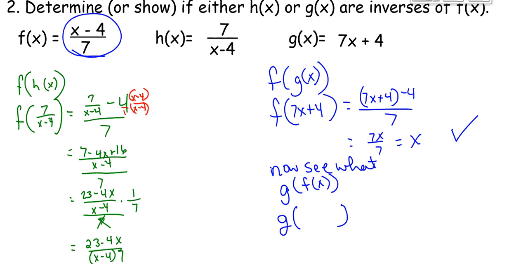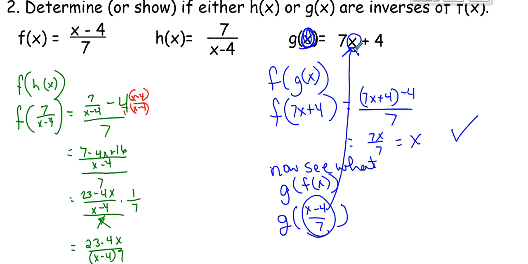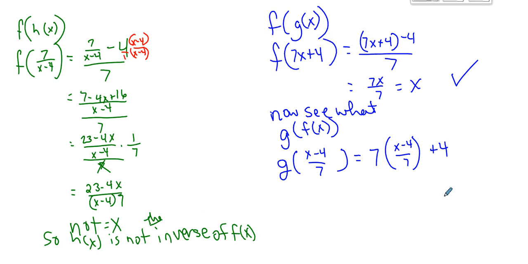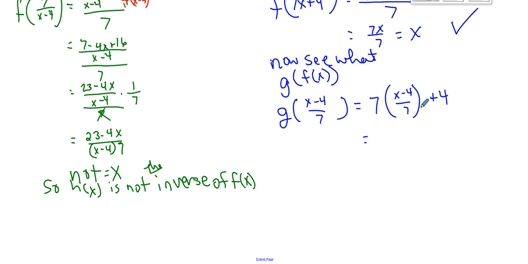And that's going to be x minus 4 divided by 7. And now I want g of that. So g of x, in place of that x, I'm going to put this whole thing right there. So let me back up a little bit. That means I'm going to take 7 times x minus 4 over 7, and then I'm going to add 4. Let's see what happens there. The 7s cancel. I get x minus 4 plus 4, and that is x. And those are the same.